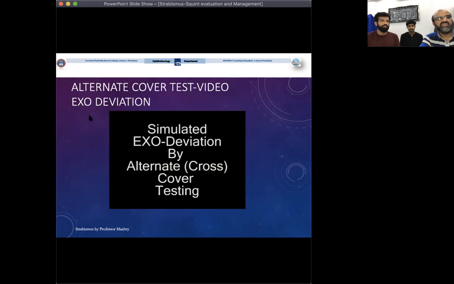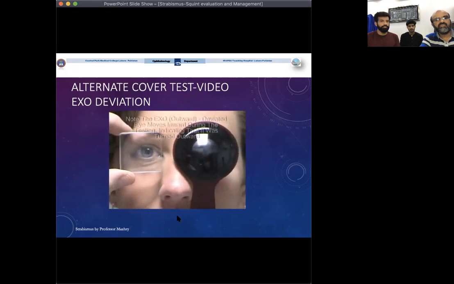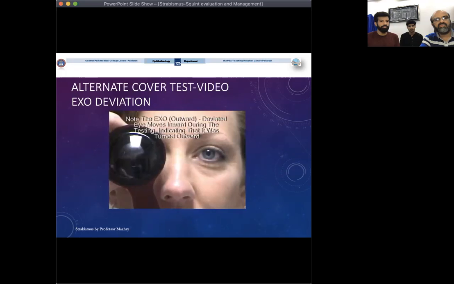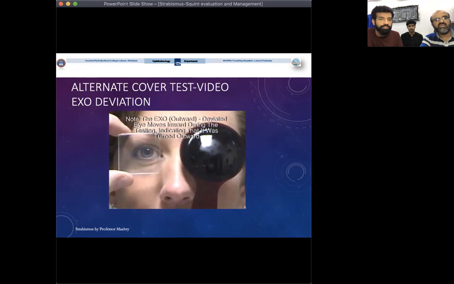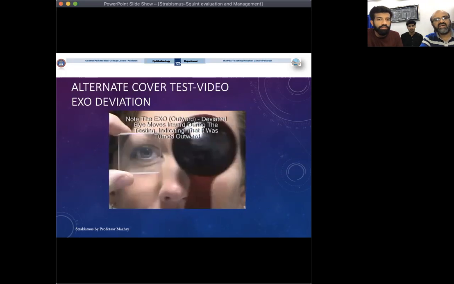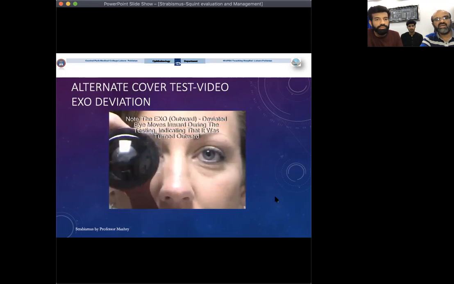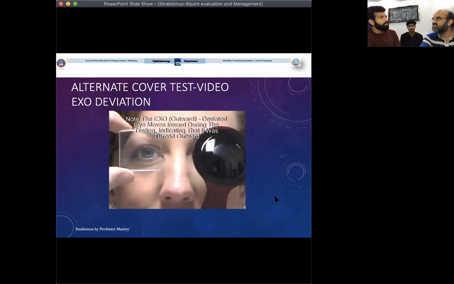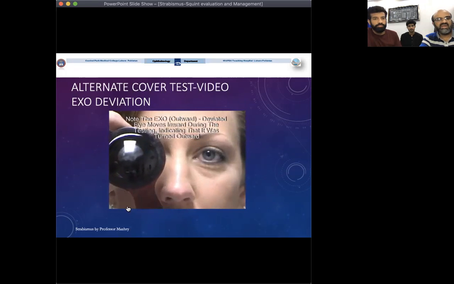Alternate cover test for exodeviation. It is again simulated. The eye under cover will move out, and once the cover is removed, will come in to pick up the fixation. This is exophoria.